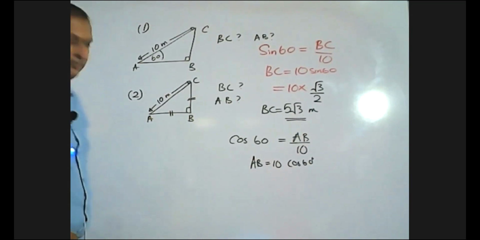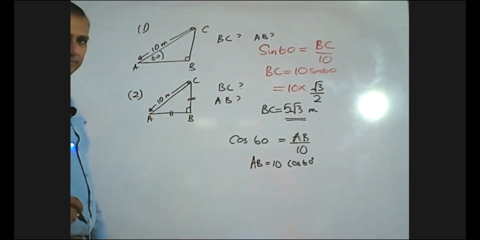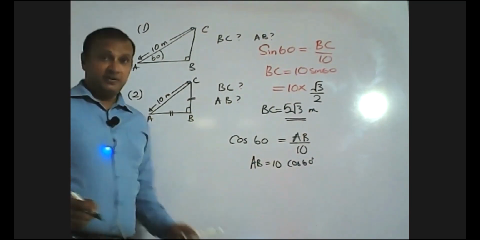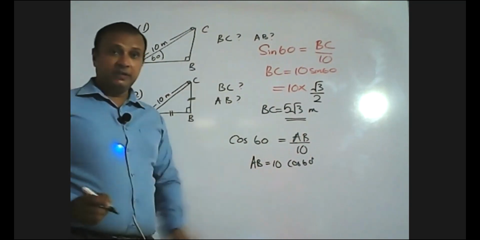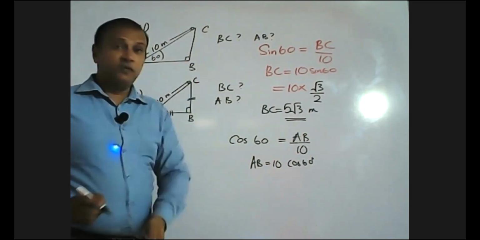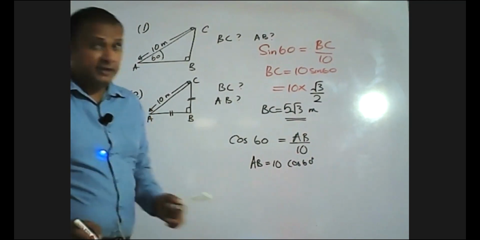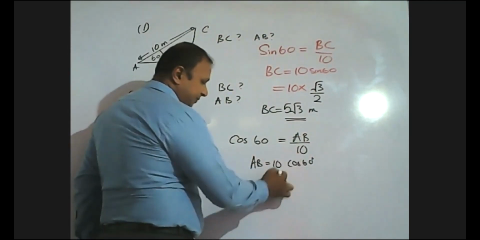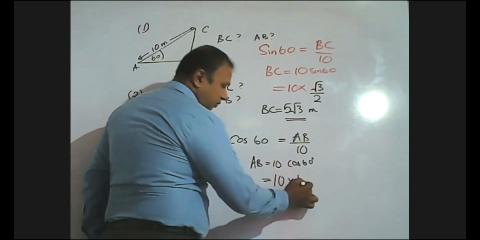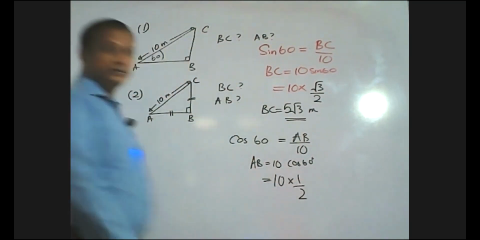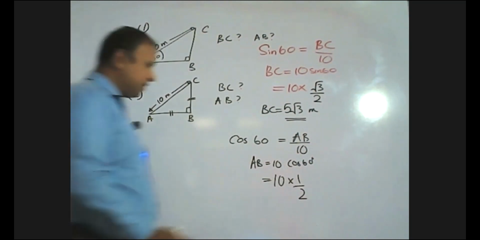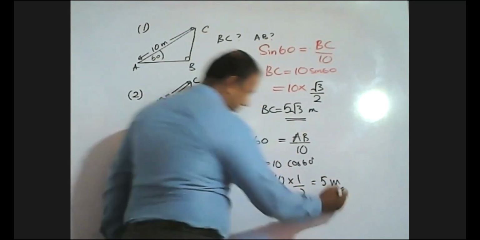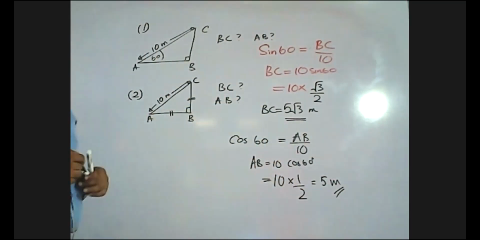You should remember these values, okay? What is the value of 0? What is the value of 30? What is the value of 60? What is the value of 45? And 90? Cos 60 is equal to half. So the answer will be 5 meter.